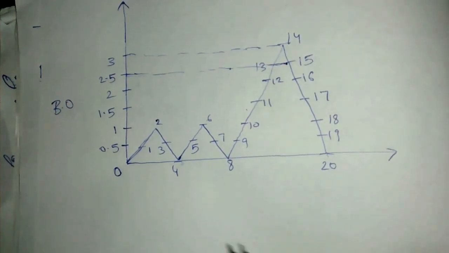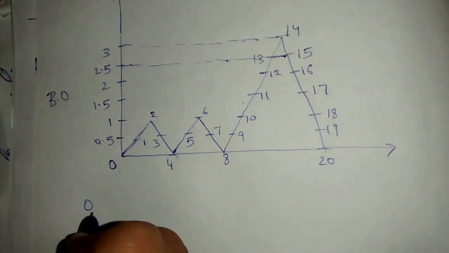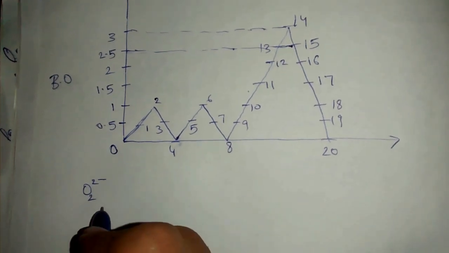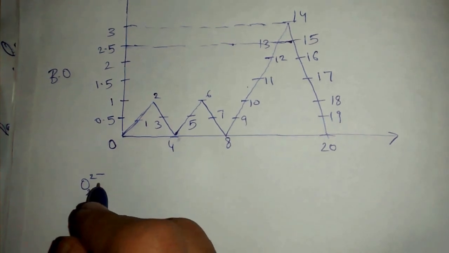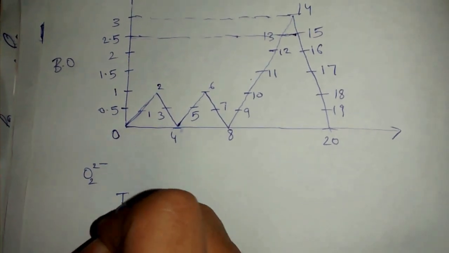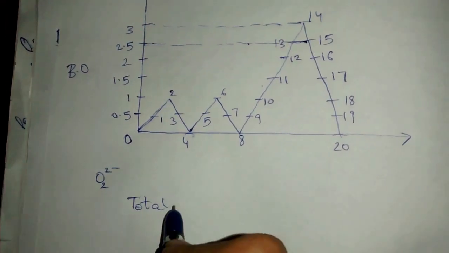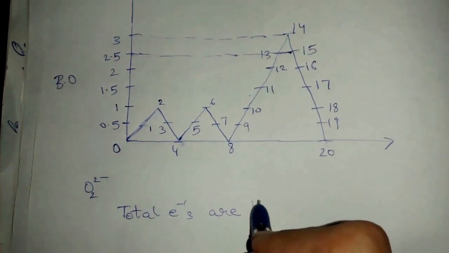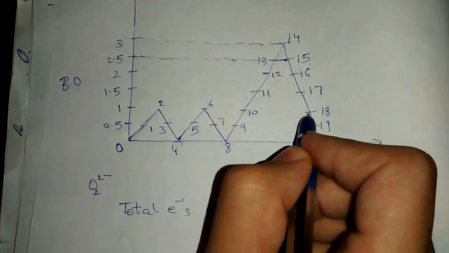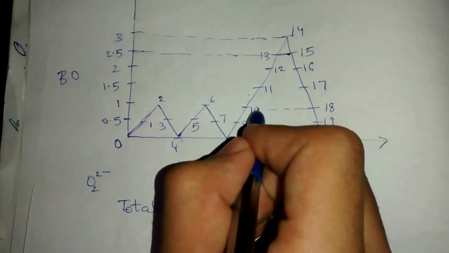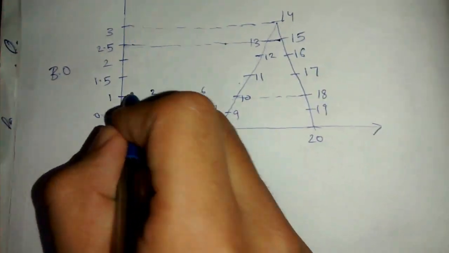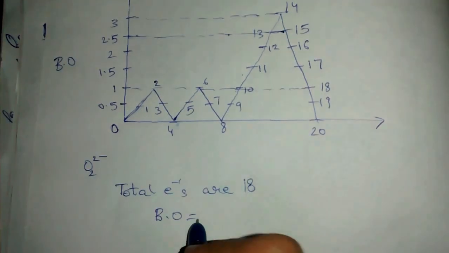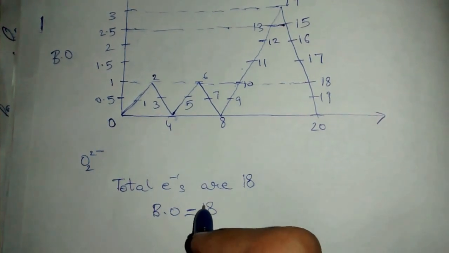Now let me take one more example, O2 2 negative. The total electrons are 16 plus 2, which is 18. So we will look at the graph, and for 18 we have the bond order equal to 1. So simply you can find the bond order.